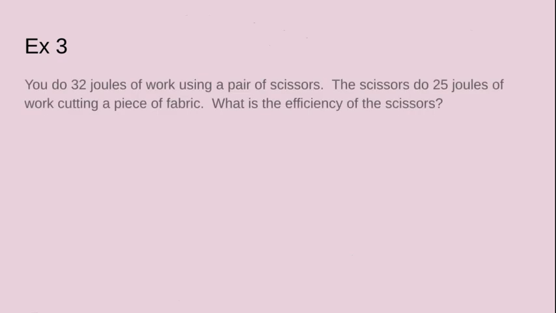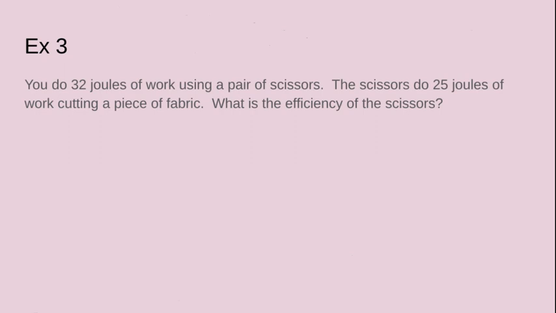Our third example here for today's lesson. If we're looking at efficiency, let's say you do 32 joules of work using a pair of scissors while you're cutting up, I don't know, a piece of string for some reason. I don't understand why. And those scissors, they're doing 25 joules of work when they're cutting a piece of fabric, I guess, instead of string. What's the efficiency of the scissors?